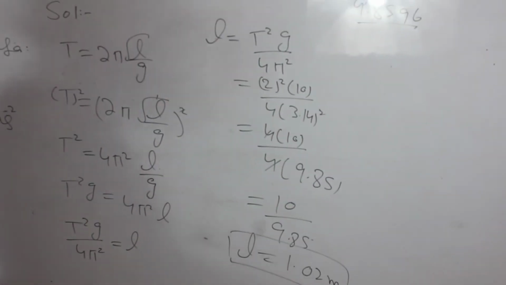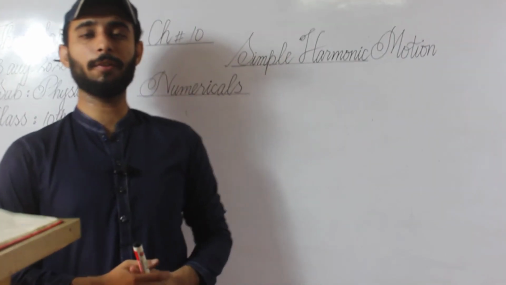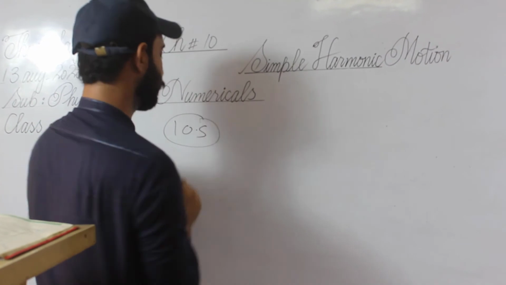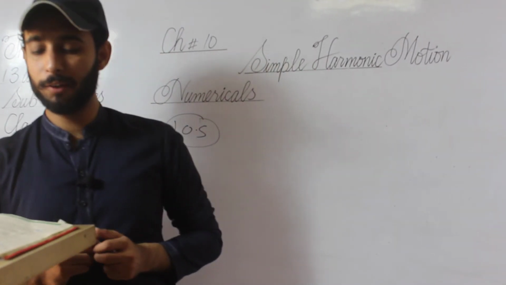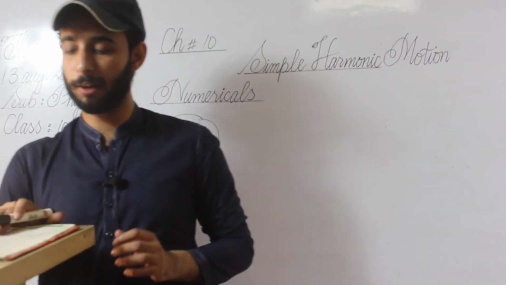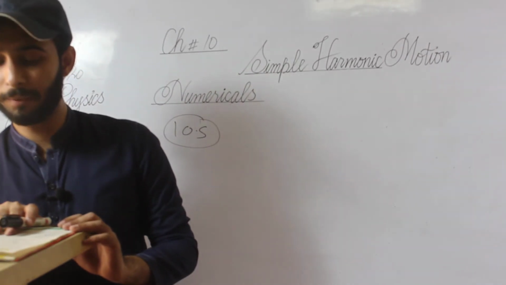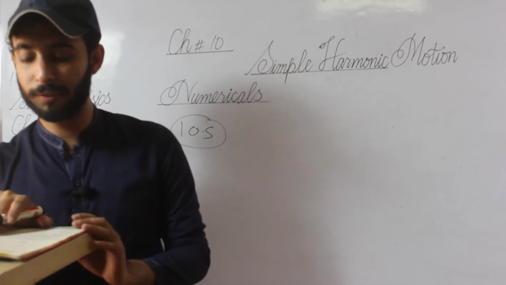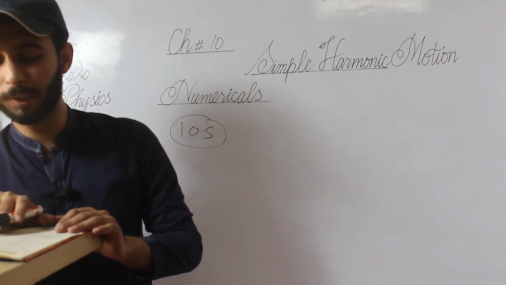10.4. Now student, we are going to solve numerical number 10.5. So first of all, study the given statement. If 100 waves pass through a point of medium in 20 seconds, what is the frequency and the time period of the wave? If its wavelength is 6 centimeter, calculate the wave speed.